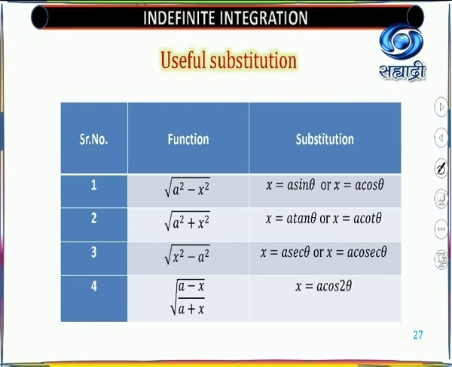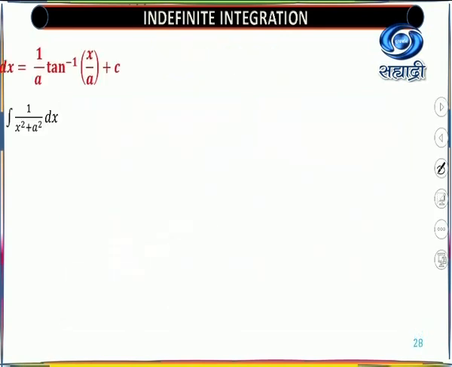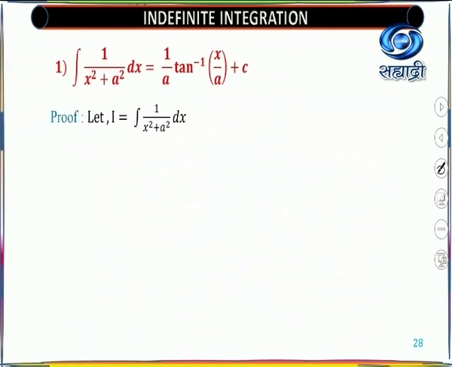And hence these are called the standard substitutions. We'll begin with our first example, or you can say first identity, that is integral 1 upon x square plus a square dx equal to 1 upon a tan inverse x by a plus constant of integration. Now look here, you have a function 1 upon x square plus a square dx.